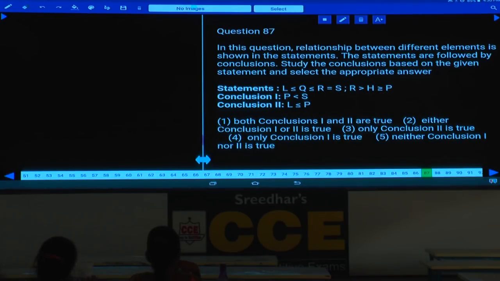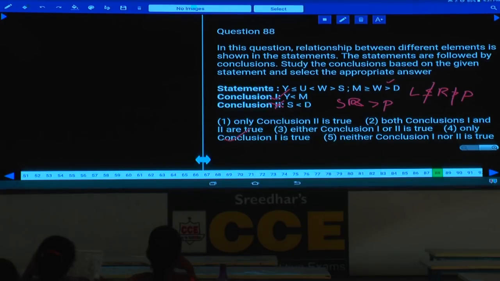Then 87. The relation between P and S. S is here, P is here. What is the letter which is common here? R is common. R greater than P and R equals to S. In the place of R, we can take it as S. S greater than P means P lesser than S, definitely true. Then the second, L lesser than or equals to P. Now L and P, what is the letter which is common here? L lesser than or equals to R, isn't it? And R greater than P. Now between L and P, lesser than, greater than, two opposite symbols, no relation. Hence, what is your answer? Only conclusion 1 is true. Only conclusion 1, that is given in choice 4.